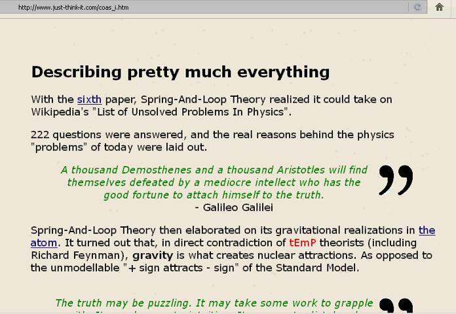Spring and Loop Theory then elaborated on its gravitational realizations in The Atom. It turned out that, in direct contradiction of temp theorists, including Richard Feynman, gravity is what creates nuclear attractions, as opposed to the unmodelable plus sign attracts minus sign of the standard model.